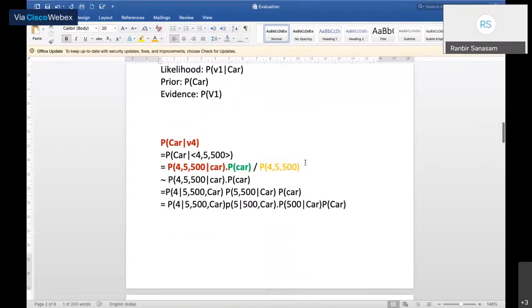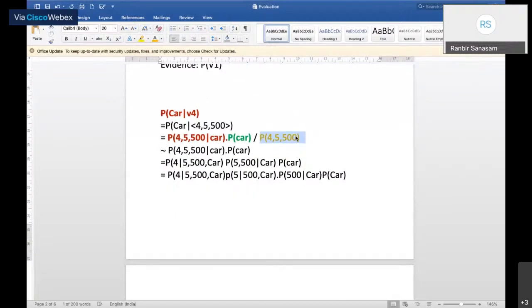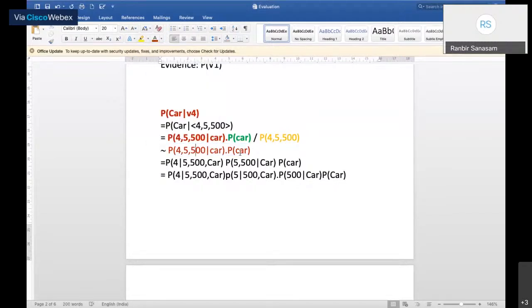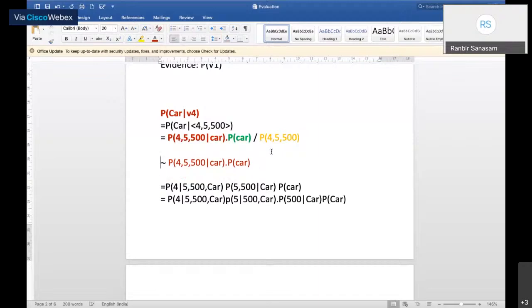Okay, so this component, this orange component, can be conveniently ignored because this is going to be the same for both the car and the bike. So in the calculation, I'm ignoring this yellow component, the denominator. I'm just using this numerator, that is the likelihood part and the prior probability. So now our whole task is to calculate this component. Okay. So how do you calculate?